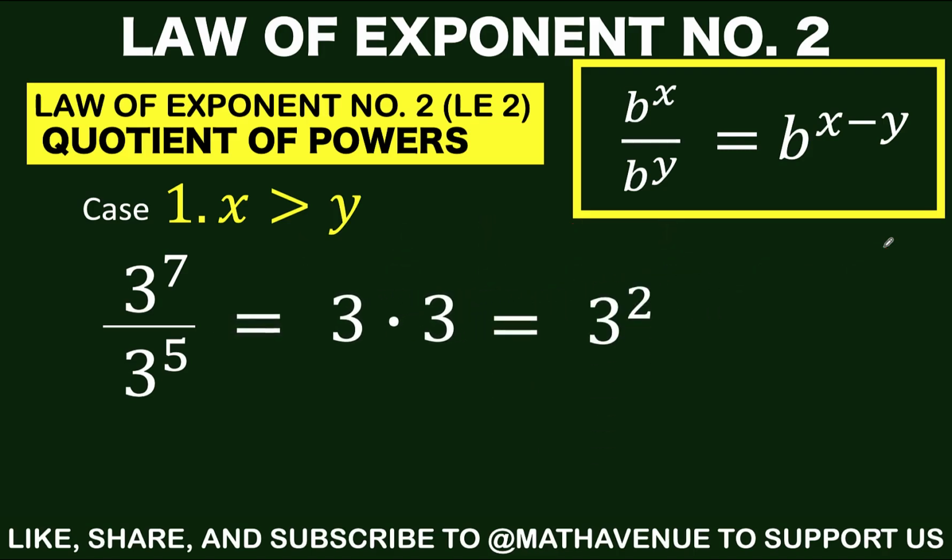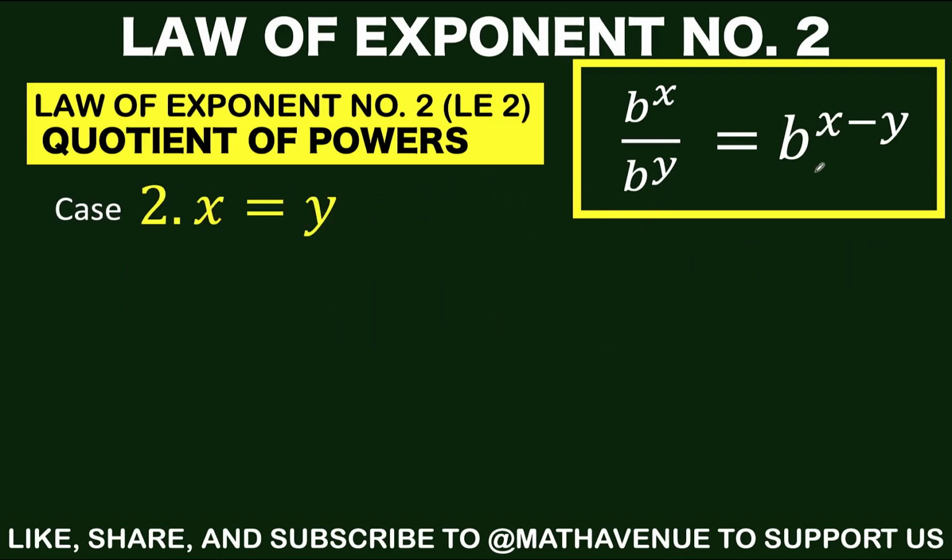So what happened? From 3 to the 7th divided by 3 to the 5th to arrive at 3 to the 2nd, what we did was we subtracted this exponent 7 minus 5 in order to get this exponent 2. So it now looks like that. And that is now what we mean by this law of exponent number 2.